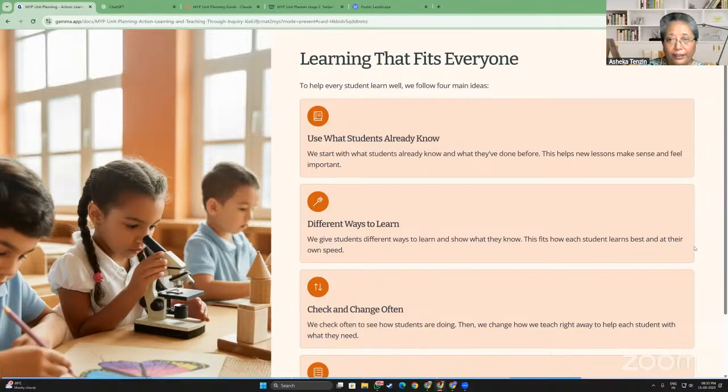Then you will have to give students different ways to learn and show what they know. Different ways to learn is differentiating process. How are you going to differentiate process? Are you going to give podcasts to students who are auditory learners? Are you going to give notes, handouts, presentations, videos? What are you going to give so that they learn? And to show what they know is differentiation of product.